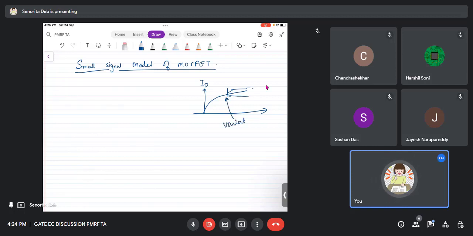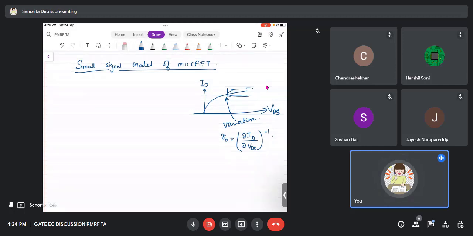So to show this variation, we can model a resistance R naught, which will be given by del ID by del VDS, whole inverse. To show the variation of ID versus VDS, we present a resistor, okay, which is given by this.